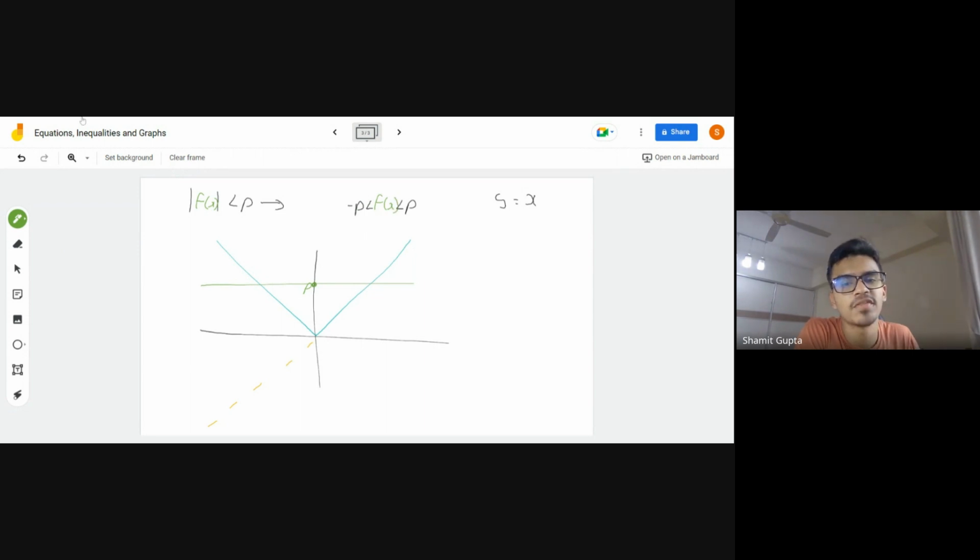So you want the points for which modulus of f(x) is lesser than p. So for which the blue line is lesser than p. Now, the blue line is lesser than p in all these situations. And this is just a reflection, so I'll just draw it this way. So we need to find this x value and this x value.